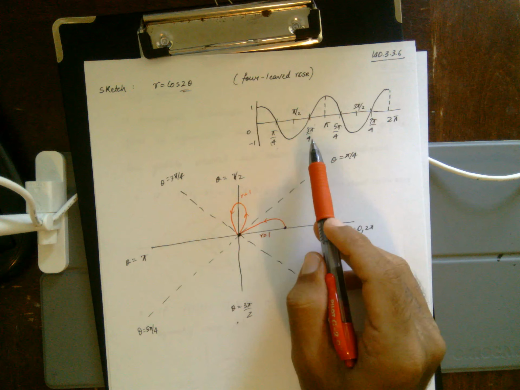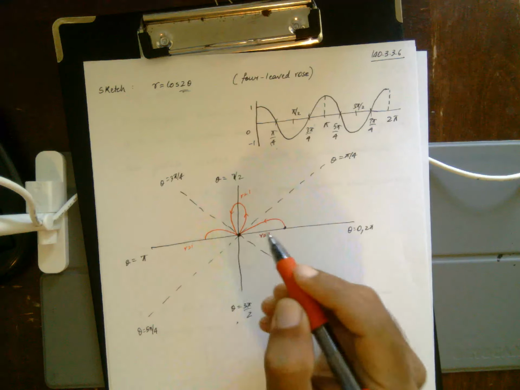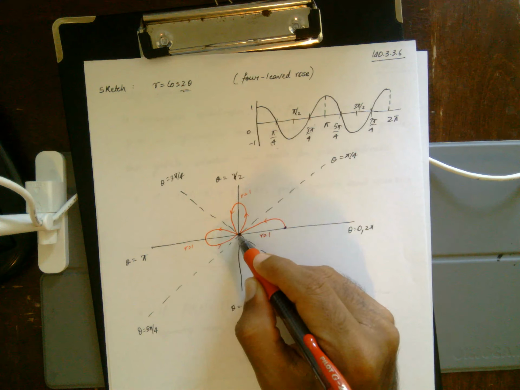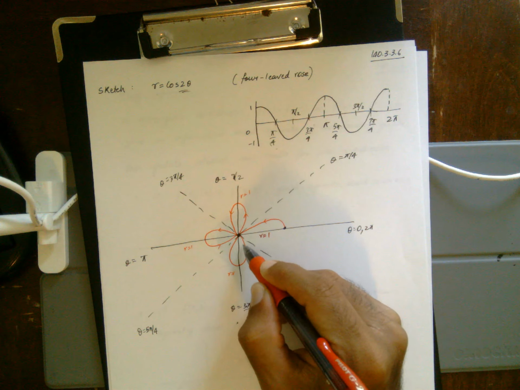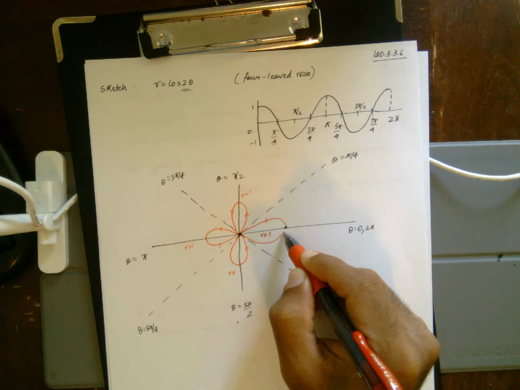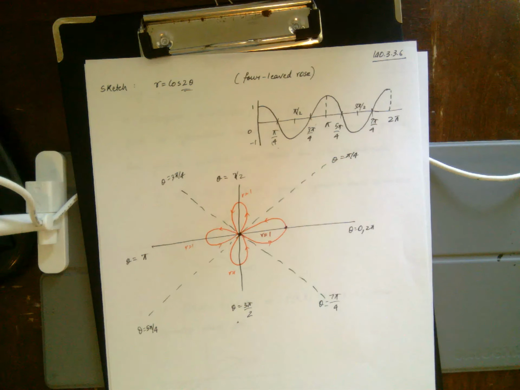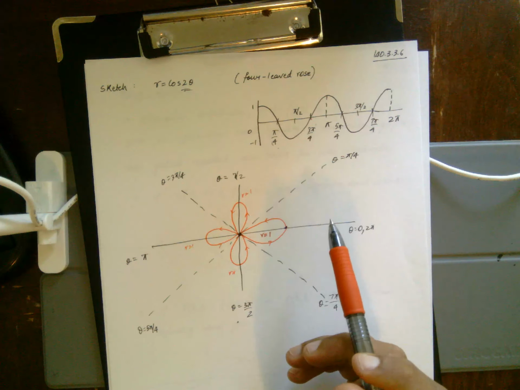Now from 3 pi over 4 to pi, I increase and I go up to 1. Then I decrease and I come back to 0. Same way, I increase and I go up to 1. I decrease and I come back to 0. I increase and I go back to 1. So all four petals should be of the same size. But essentially, what is happening here is you're getting a shape which is called a four-leaved rose.